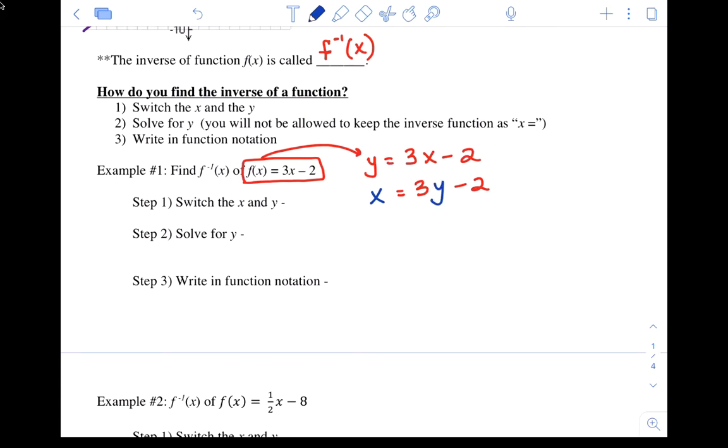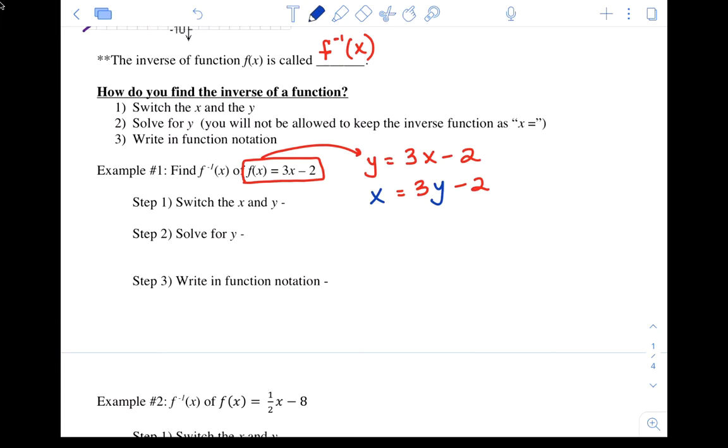So I want you to notice that the 3 and the negative 2 didn't change spots. It was just the x and the y that moved. So step 2 of this process is solving for y. If we're going to graph anything, eventually, whether or not we're doing this problem or not, we need to make sure it's solved for y, so we can have that simply and ready to go. So how do we solve for y?